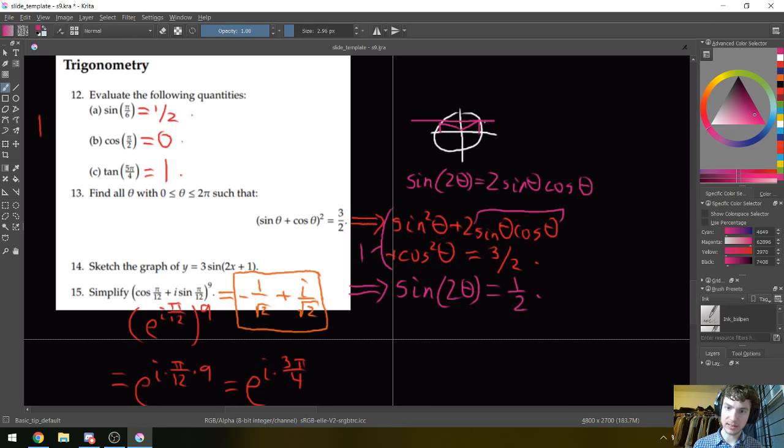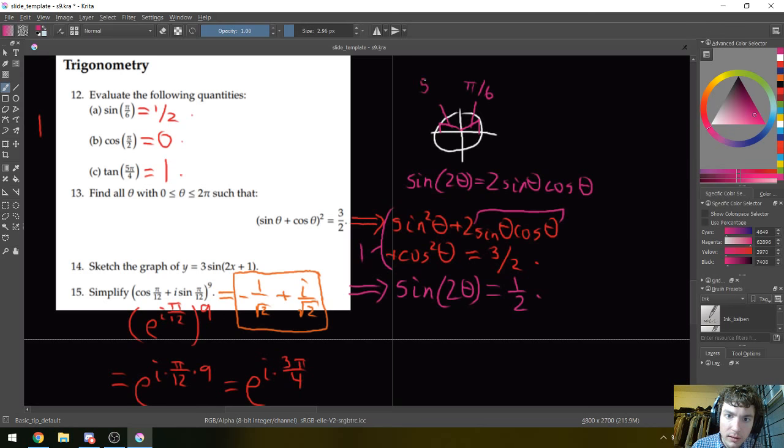So the next question is, what are those two angles that I've drawn here, the two pink triangles? What are the two angles which would give a sine of a half? So that would be pi over 6 and 5 pi over 6? Let's see. Yeah, that's right, good. Pi over 6 and 5 pi over 6.